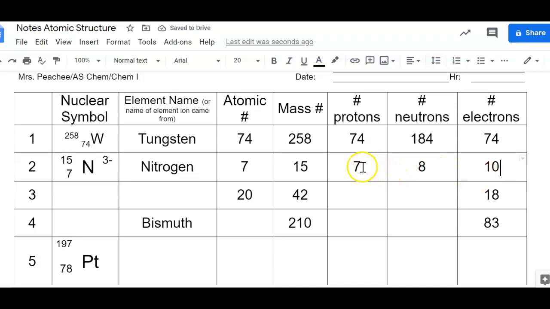Okay, so remember that to get electrons, you're going to have to look at the charge and know that you have 3 more negatives because you have a negative 3. Okay. Let's go through some more examples.